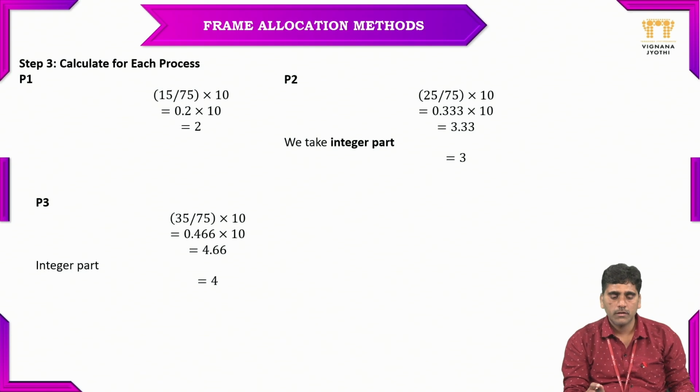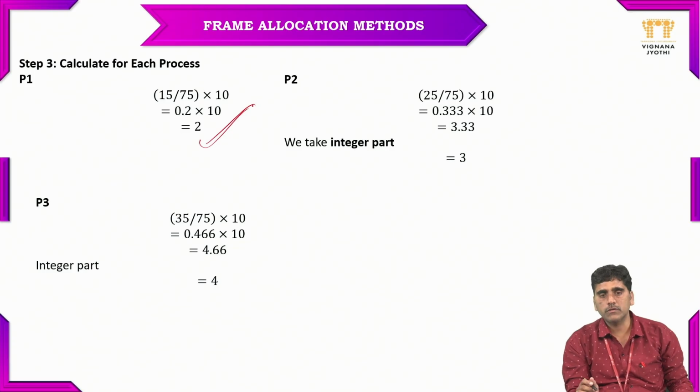Let us see here. For P1, we have to calculate 15 divided by 75 into 10, that equals 2 frames. And for P2, 25 divided by 75 into 10, that is 3.33, and we take only the integer part, so 3 frames. Similarly for P3, 35 divided by 75 into 10, that is 4.66, integer part 4. So we will consider 4 frames for P3.